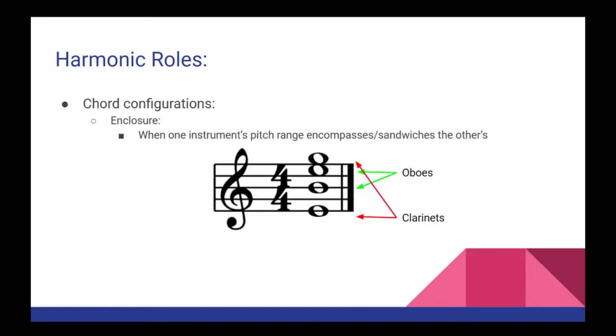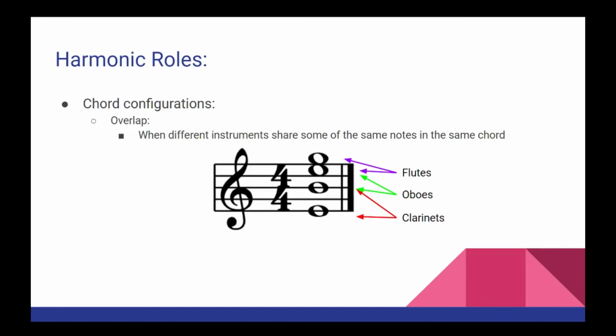The third type, enclosure, is when one instrument's pitch range encompasses another, or where one instrument sandwiches the other. For example, the clarinets performing a G5 and E4, while the oboes perform an E5 and B5. The fourth and final type is overlap, in which different instruments actually share some of the same notes in the same chord. For example, the flutes performing the G5 and E5, while the oboes perform an E5 and B5, and the clarinets perform a B5 and E4.